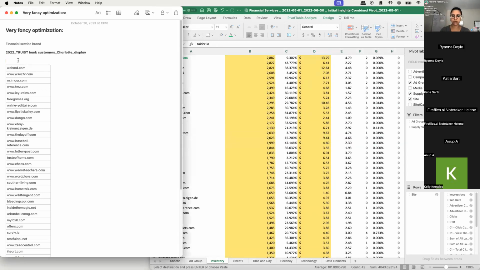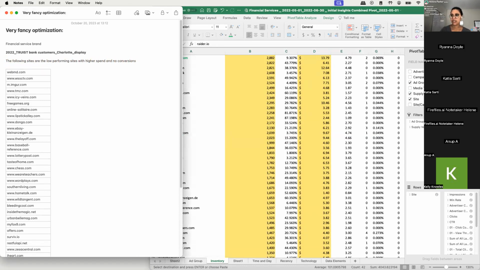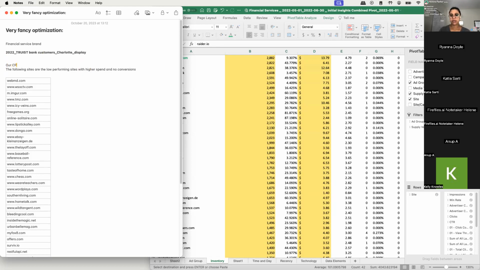But again, take notes. So the following sites are the low performing sites, with higher spend and no conversions. Our CPA goal is $25 for all conversions, and for this client it is $25.